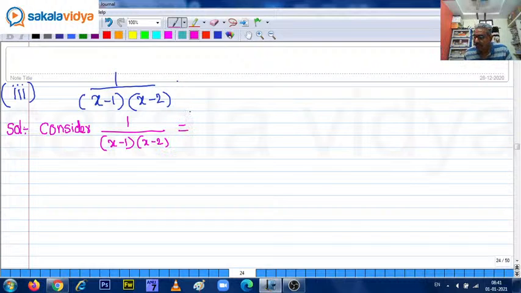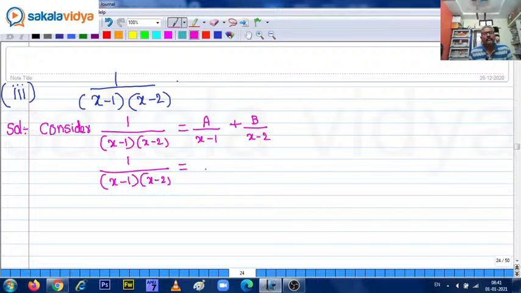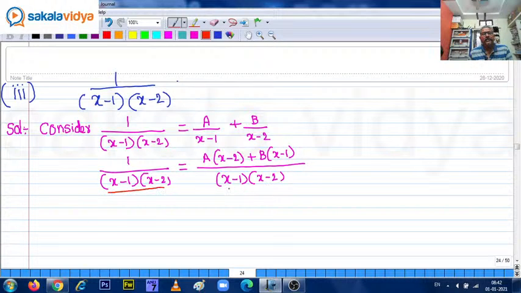equals a upon x minus 1 plus b upon x minus 2. So we need to find the a and b values. So 1 upon x minus 1 times x minus 2 equals, here the LCM is x minus 1 times x minus 2. Dividing by x minus 1, we get a times x minus 2, plus, with x minus 2 cancelled, b times x minus 1. Comparing both sides, the x minus 1 into x minus 2 gets cancelled.